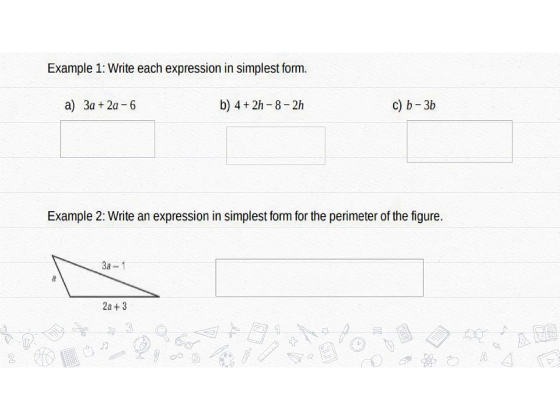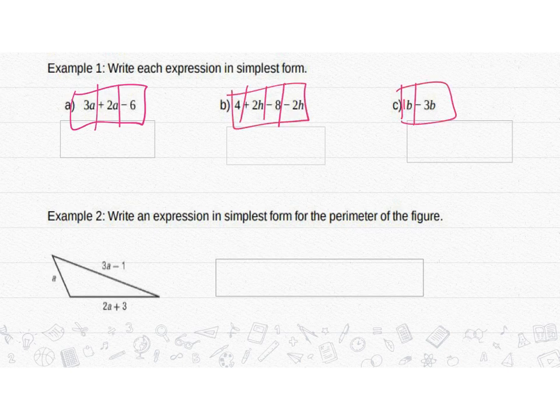All right, next page we have some practice. And again, we split up each expression from the last term and add ones if you need to. So from here we have 3a and 2a because they both have a's. We can combine them. So we have 5a and then minus 6. You just bring that down, 5a minus 6.